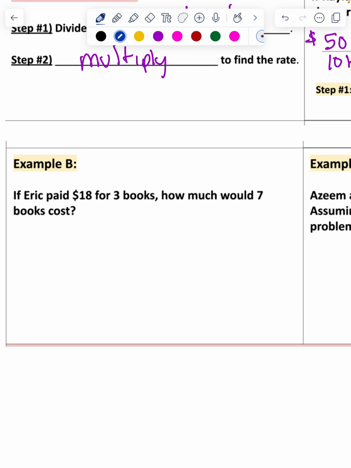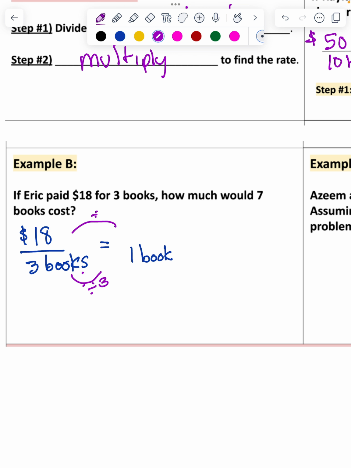If Eric paid $18 for 3 books, I want to find the unit rate, which means I want 1 book. So I'm going to divide by 3, divide by 3, which means $6 per 1 book. Now it says how much would 7 books cost?